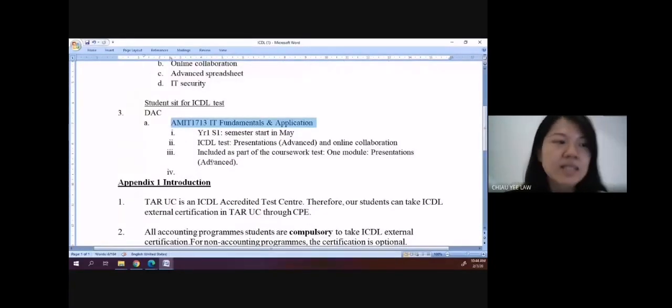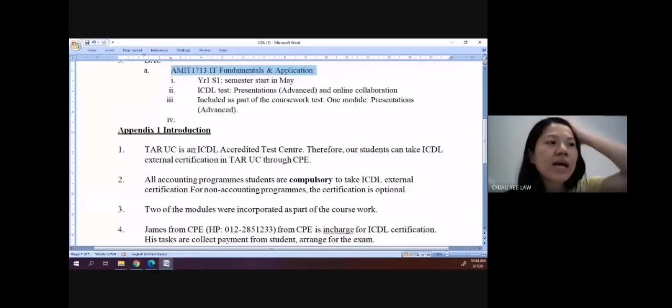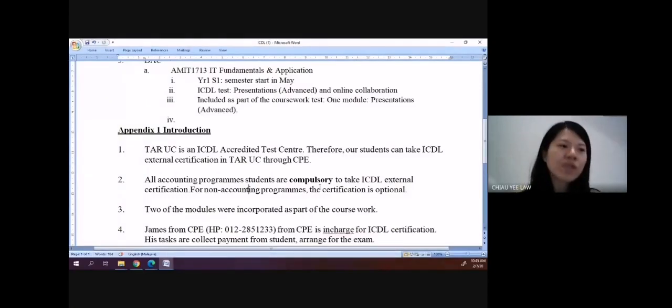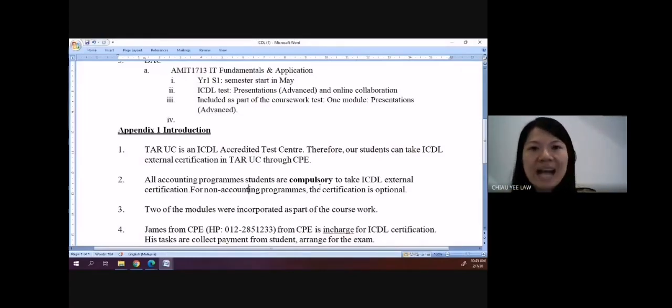Before I go through what you all should do, let me brief again what ICDL is. ICDL is an accredited test, an external exam. Of course, it is compulsory only for accounting program students, and optional for non-accounting programs. I know you feel it's unfair, but ICDL is actually more towards an IT exam, more about computers and software.